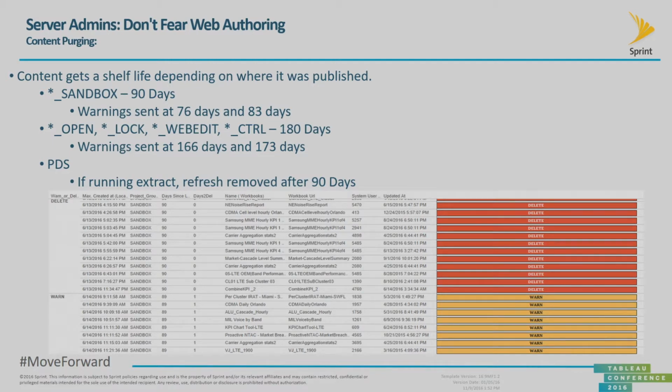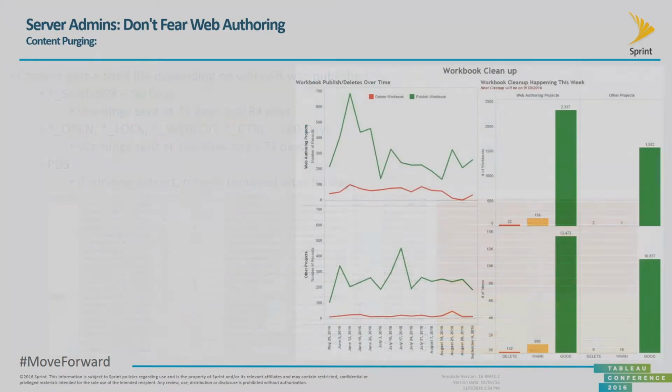And if you have a data source that is running an extract, if no one uses that extract or that data source for 90 days, we remove the refresh. Even if it's in one of those 180-day folders, we remove the refresh because I'm not going to use my background processes to refresh something that no one's even looking at. You don't like that we're deleting your stuff? Use it or lose it. All you got to do is access it once and it resets the clock.